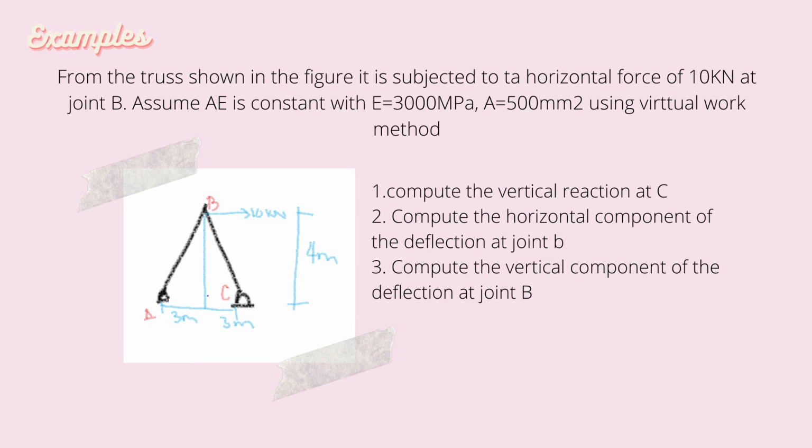First, we need to compute the vertical reaction at C. Secondly, compute the horizontal component of deflection of joint B. And lastly, compute the vertical component of the deflection at joint B.